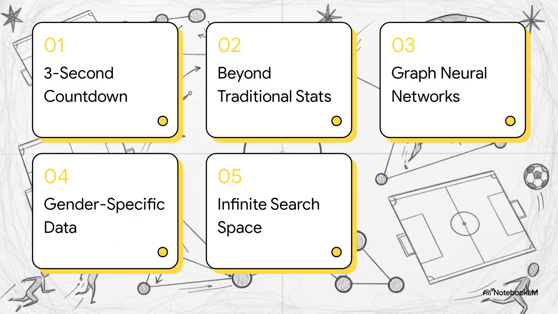All right, here's our roadmap for today. We'll be hitting 1. The 3-second countdown. 2. Beyond traditional soccer stats. 3. Enter graph neural networks. 4. The gender-specific data advantage. And finally, 5. The infinite search space.